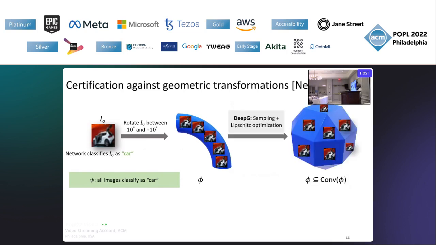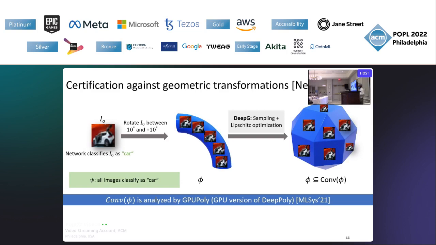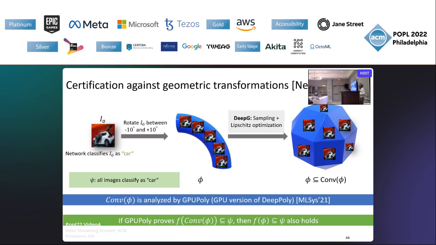What we do is we approximate this non-linear and non-convex set with a convex set. I will not go into the details, but it uses some Lipschitz optimization and sampling. And we analyze this over-approximate precondition with GPUPoly. If it can prove the property, then the property also holds on the smaller set.